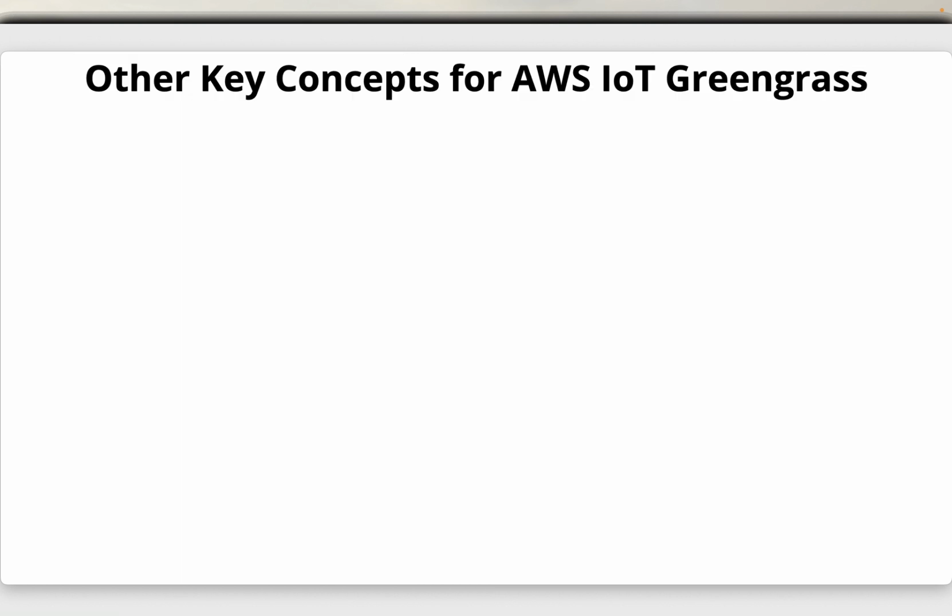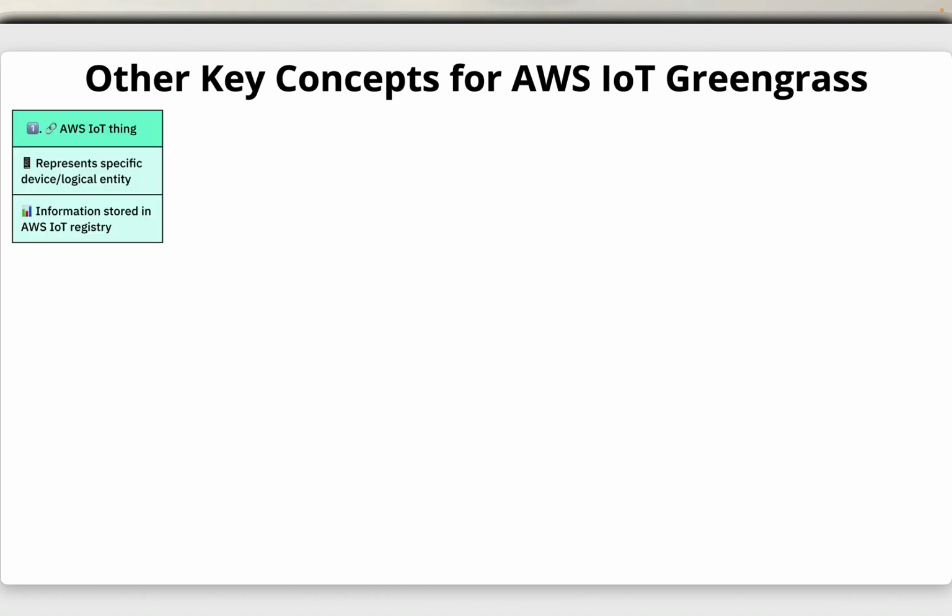Okay, now let's go to some other key concepts also. So we have seen component, we have seen the core software architecture, and there are some more things that we should be aware of. First one is AWS IoT thing. An AWS IoT thing is a representation of a specific device or logical entity. Information about a thing is stored in the AWS IoT registry. So this is maintained at the cloud level, in a service called AWS IoT registry.